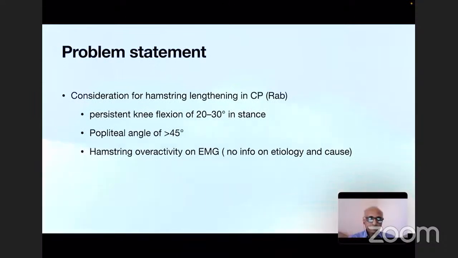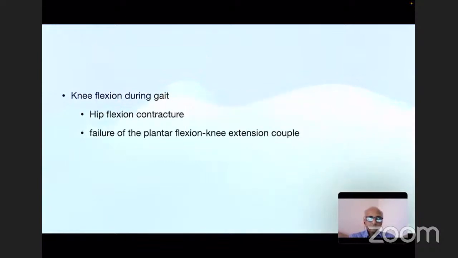Rab, in one of his papers, described that pediatric orthopedic surgeons often consider hamstring lengthening when there is a persistent knee flexion of 20 to 30 degrees in stance phase and the popliteal angle is more than 45 degrees, or when there is hamstring overactivity on EMG. But the problem with EMG is that it does not give any information on the etiology of the hamstring shortening. And the knee flexion during gait, which we consider for hamstring lengthening, could be related to either hip flexion contracture or failure of the plantar flexion knee extension couple.